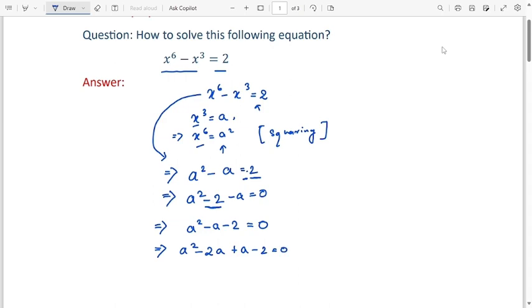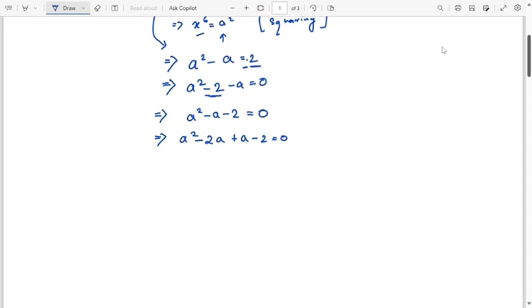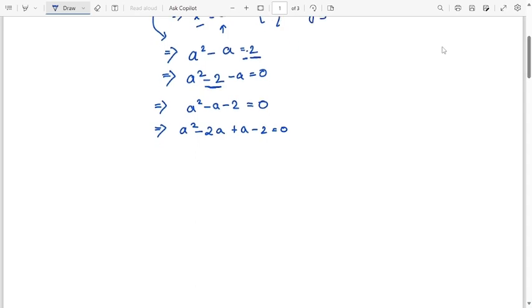Okay, in our childhood, we are doing this type of factoring. I think you know this. In that type of factoring, what are we doing? We are going to break 2 equal to 2 times 1. And then in the middle term, we are going to express it in terms of 2 and 1. So that's why minus a we can write as minus 2a plus a. So that's the thing we are doing.